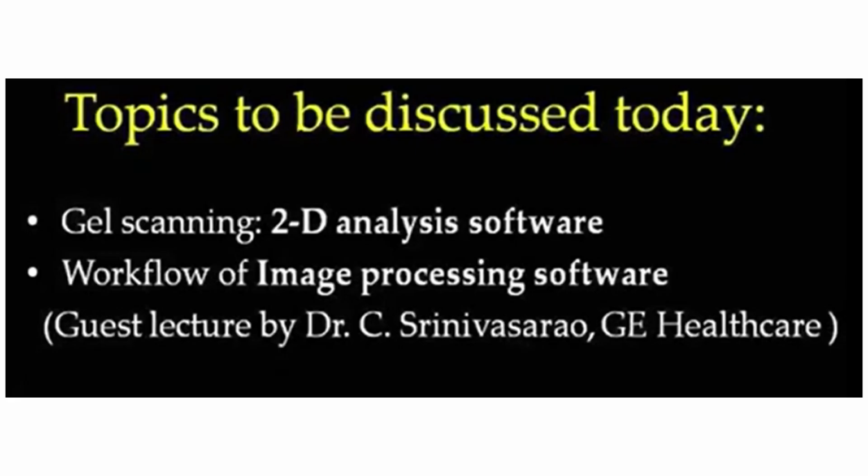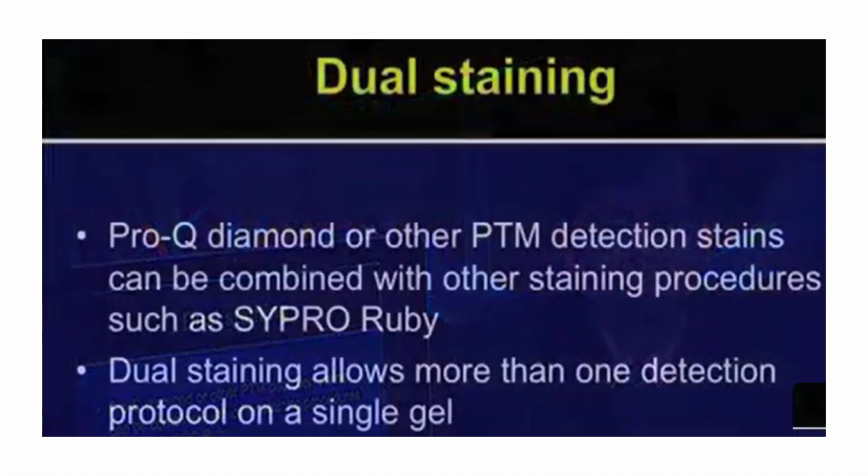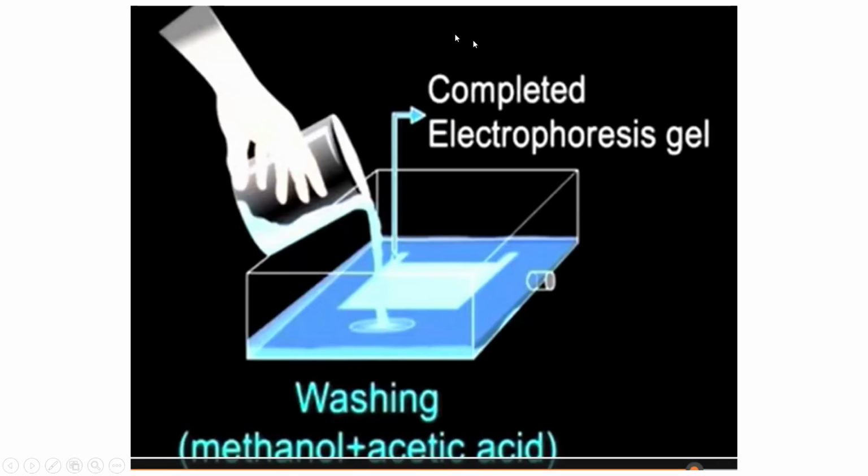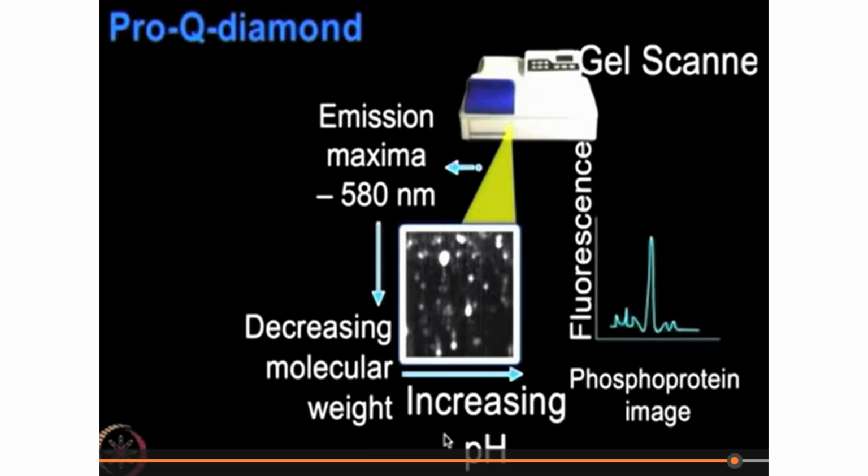We did talk about destaining as well, right? This washing is nothing but the destaining step, okay? So don't get confused between destaining and washing. The word destaining basically means you are washing the gel. So this washing is equivalent to destaining. And once that is done, then you will visualize in the gel scanner or a transilluminator, whichever is applicable.